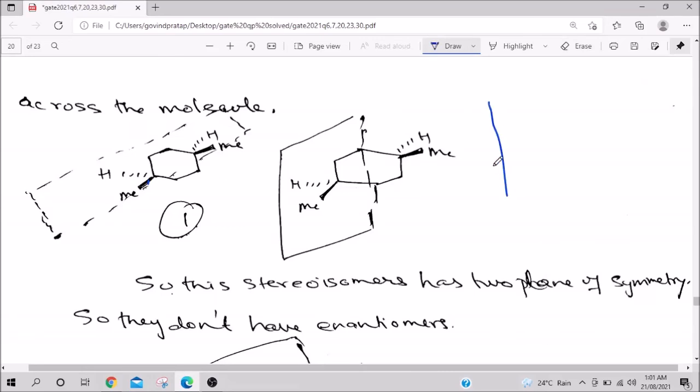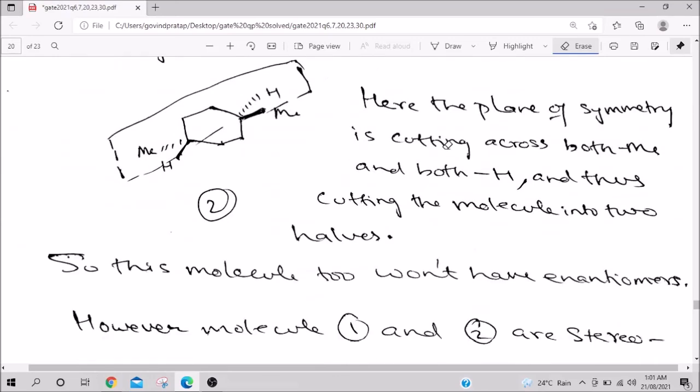There are two molecules. One will rotate light in the right direction, one will rotate light in the left direction. Whichever rotates light in the right direction, we call it dextrorotatory. Whichever rotates in the left is called levorotatory. But here, because they both are superimposable, there is no difference. If there is no difference, how can they show a property difference? So they are optically inactive, right?